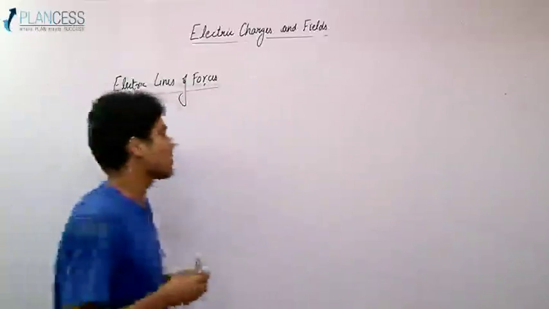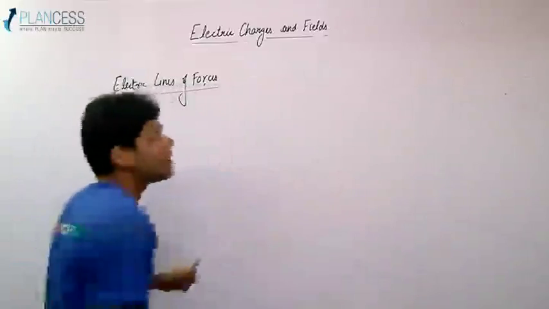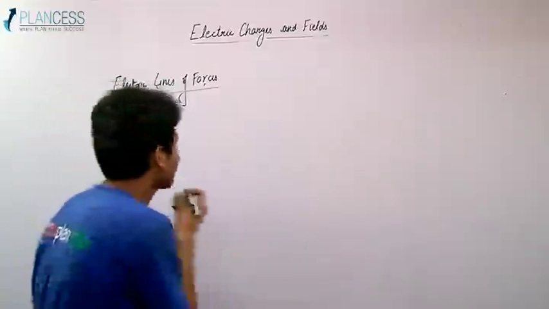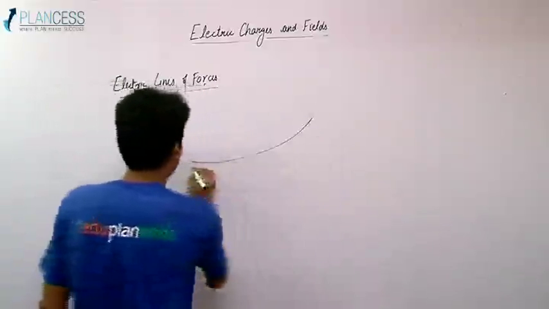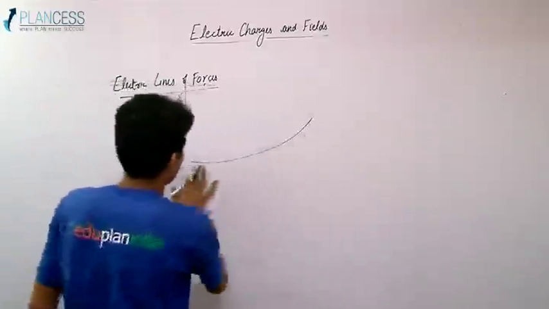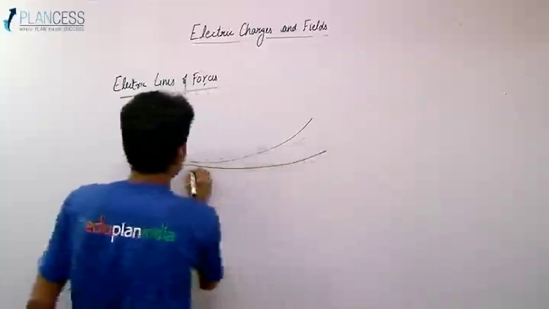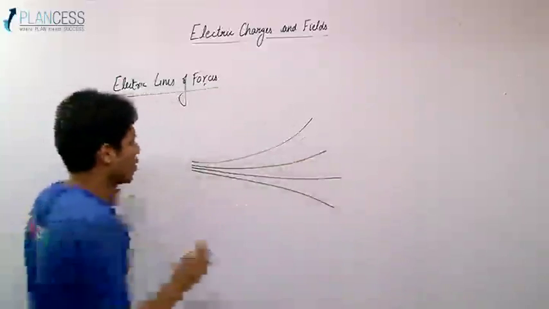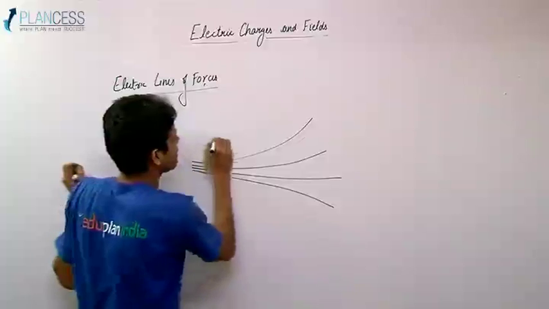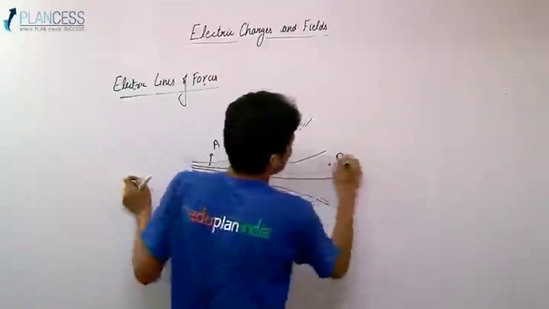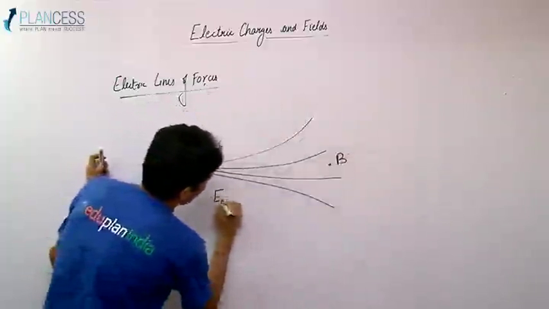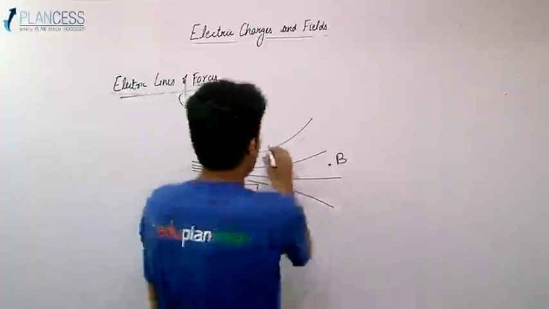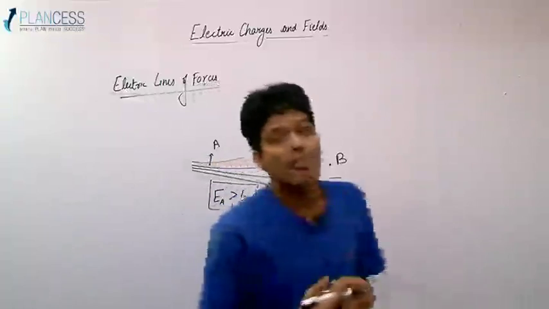Now, another property of electric lines of forces says that the more the density of electric lines of forces, the more is the value of electric field there. Let's say electric lines of forces were something like this. Now, if I consider a point here, point A, and a point here, point B, we can say that electric field at point A is greater than electric field at point B, because the density of electric lines of forces is greater at point A than at point B.